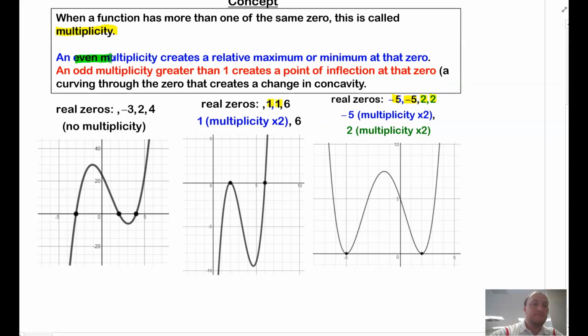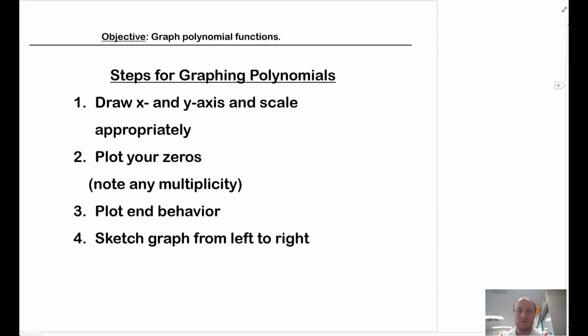Well, even multiplicity, this creates a relative max or a min at that zero, and you can see this visually here. I have a multiplicity of 1, right, here and here. Okay, so I get a maximum there, and then I get also minimums here and here for these two values. Okay, so relative max and mins when you have even multiplicity. If you have odd multiplicity, it's an inflection point, which just means that it's going to pass through it, and then the concavity of the graph is going to change. We won't really see much of those examples, okay, so you don't have to worry too much about that.